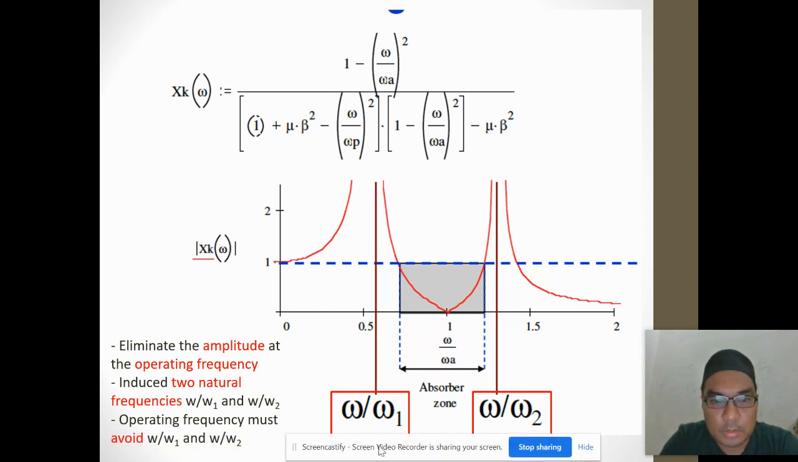This is omega divided by omega 1, and omega divided by omega 2. Omega 1 to omega 2 is the new frequency range, which we call the absorber zone. If we eliminate the amplitude at the operating frequency, it induces the natural frequencies omega 1 and omega 2, so the operating frequency must avoid these two. It must be in this absorber zone.